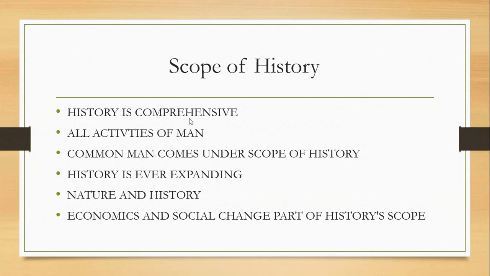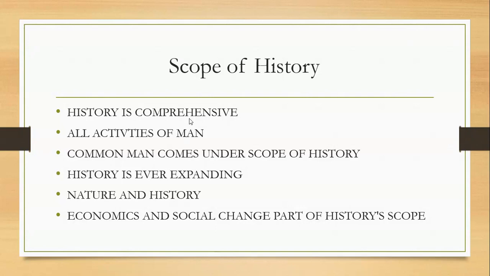Now coming to the final topic, that is the scope of history. So the first point is history is comprehensive. That is true. It has history of science, history of physics, history of biology, history of chemistry, history of arts. So history is very independent. It is not a part of politics alone. It's not a part of literature alone. History is very big. It can include all the branches of other sciences also.